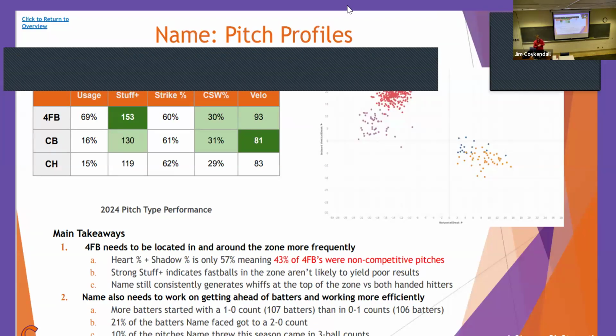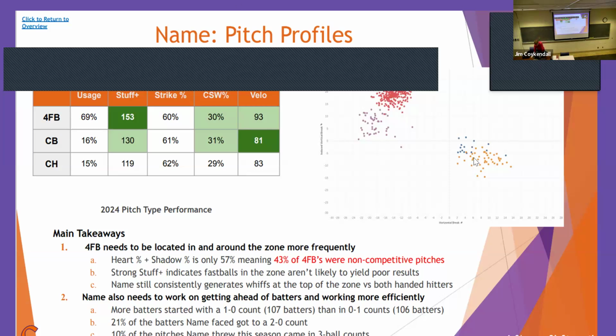So this is an example of a pitch location plot and pitch movement plot. What we can do is break it down even further to the certain pitches that a player is using. So we have here usage, Stuff+, and then the same strike and CSW percentage from the last slide, and also the average velocity. These are all once again done using SQL queries.